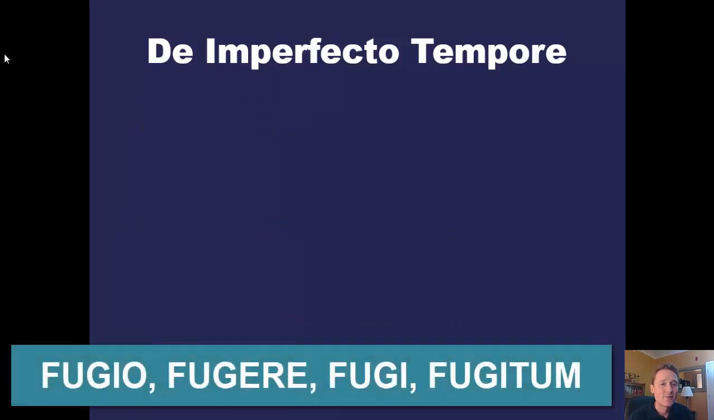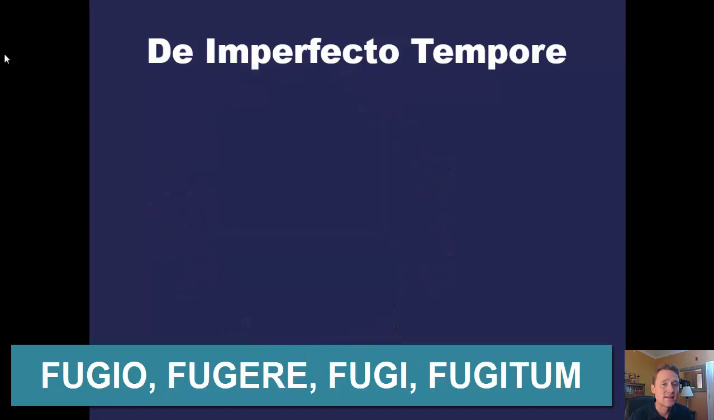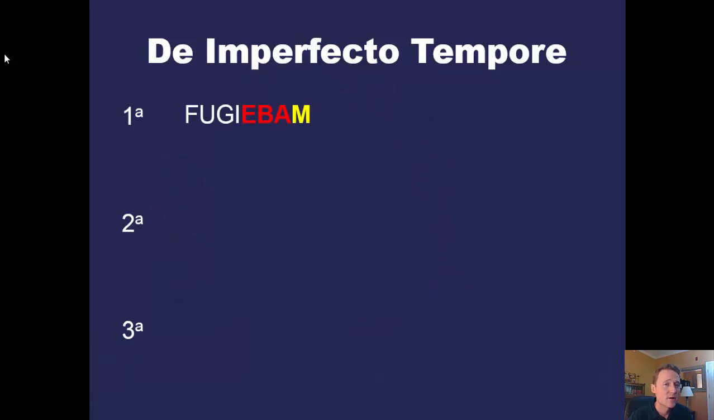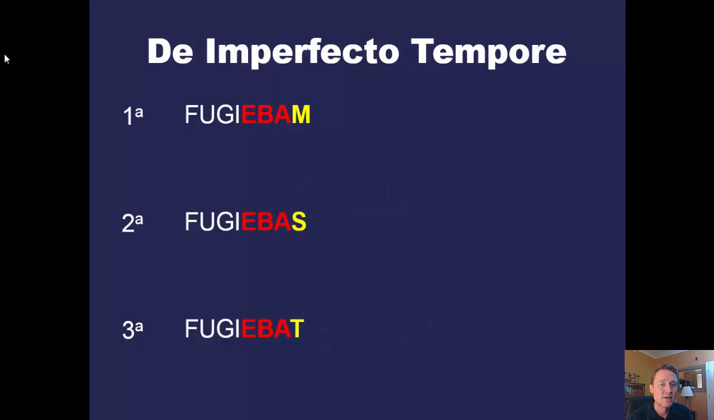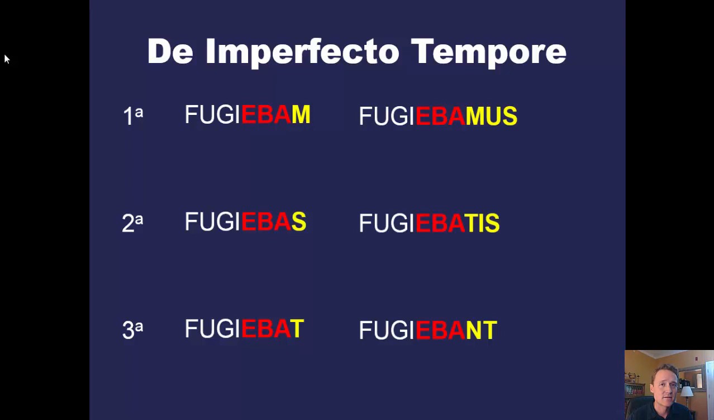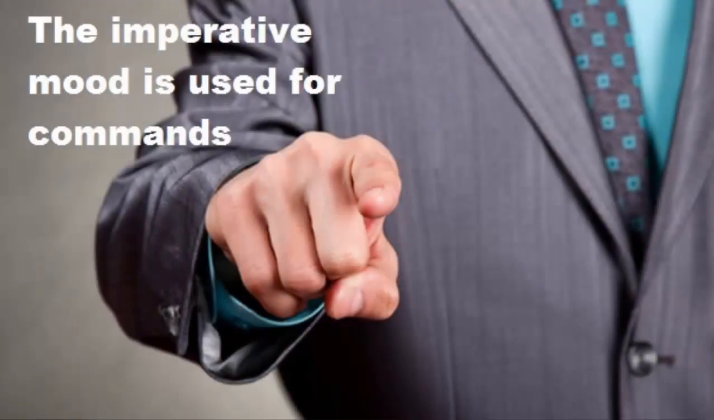Right. Now, let's look at the verb fugio, fugere, fugi, fugitum. And so we see, just as you would expect, fugiebam. Go ahead, pause the video, see if you can finish this on your own. Let's resume. Fugiebas, fugiebat, fugiebamus, fugiebatis, fugiebant. Just what you'd expect.